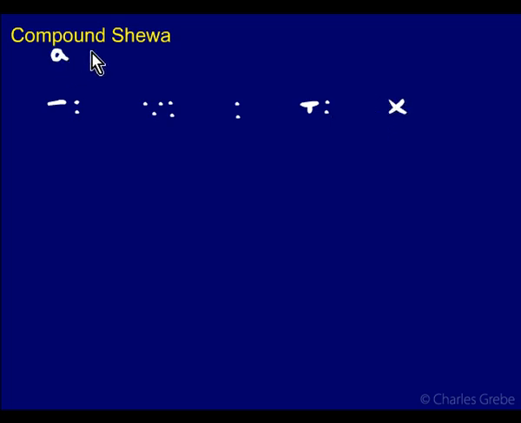Remember, this is our A vowels, E vowels, A, E, I, O, and U. Now this is our Shewa. This is not a compound Shewa. This is the simple Shewa. These are the compound Shewas, these three. And they're called the Chataf Patach, Chataf Sagol, Chataf Kametz.